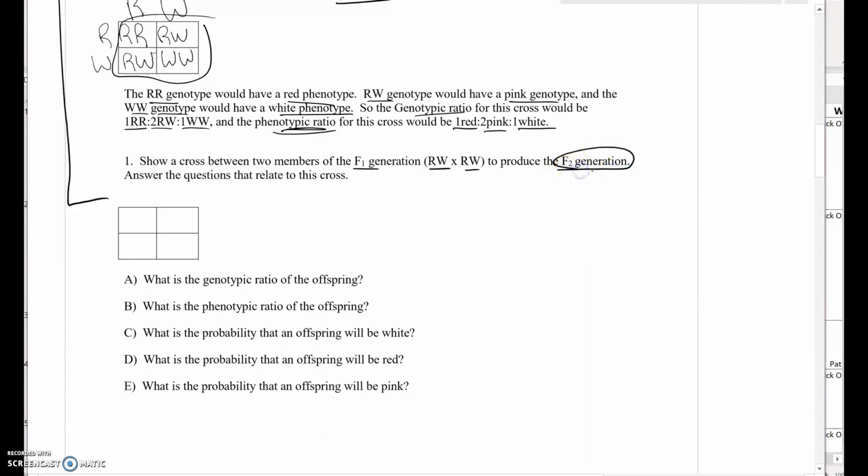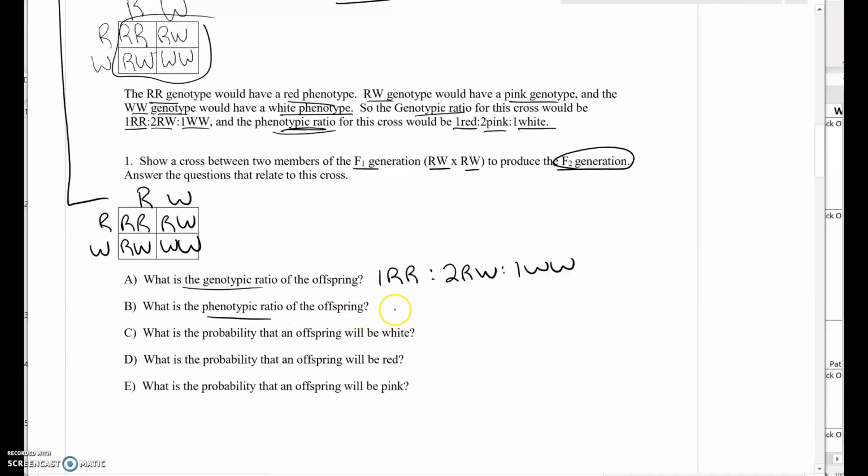If we wanted to produce the F2 generation, just using that vocabulary term, that's the offspring of this generation, we would be crossing an RW with another RW. So we have RR, RW, RW, WW here. Our genotypic ratio is what we just had above, 1 RR, 2 RWs, 1 WW. Our phenotypic ratio, our RR would be red, our RWs would be pink, and our WWs would be white.